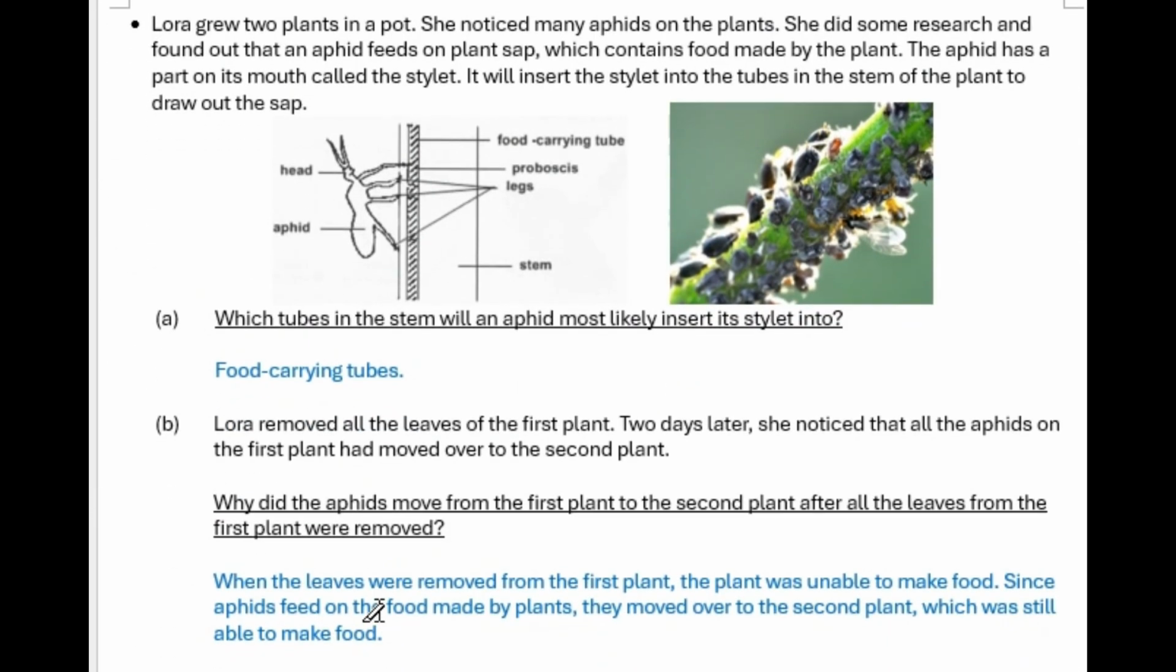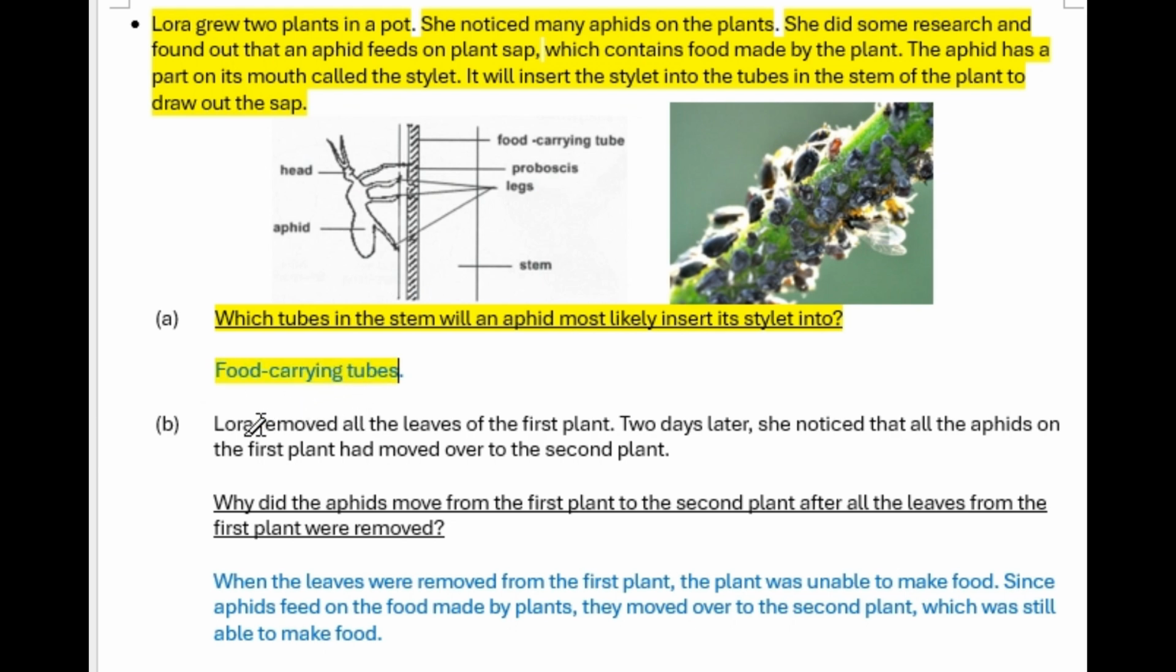Laura grew 2 plants in a pot. She noticed many aphids on the plants. She did some research and found out that an aphid feeds on plant sap, which contains food made by the plant. The aphid has a part on its mouth called the stylet. It will insert the stylet into the tubes in the stem of the plant to draw out the sap. Which tubes in the stem will an aphid most likely insert its stylet into? Food-carrying tubes.